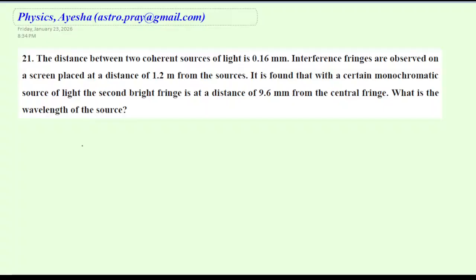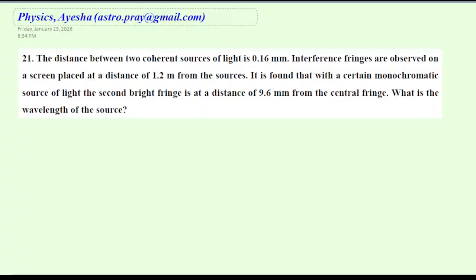So we have set to solve the problems which are given in the question bank provided by Bangalore North University Physics Department. So the question is like this. The distance between two coherent sources of light is 0.16 millimeters. Interference fringes are observed on a screen placed at a distance of 1.2 meters from the sources. It is found that with a certain monochromatic source of light, the second bright fringe is at a distance of 9.6 millimeters from the central fringe. What is the wavelength of the source?